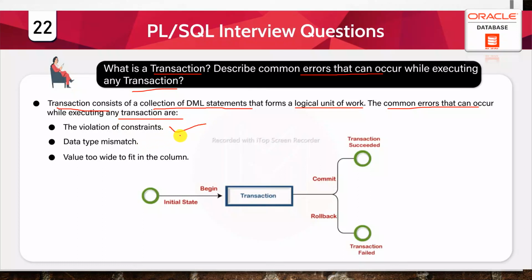Constraints we will cover in the next upcoming slide. There are different types of constraints like not null value, default value, primary key, foreign key. If you're violating these constraints, this might be an error, that is the violation of the constraints.